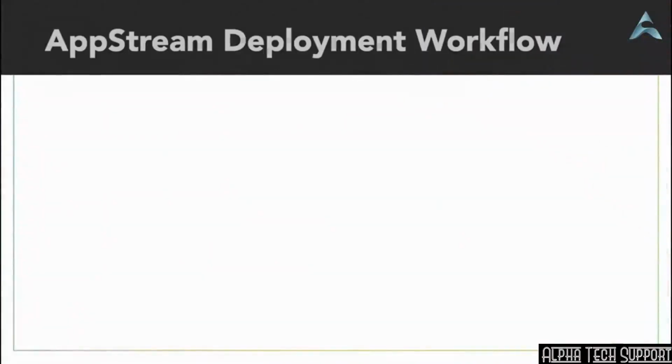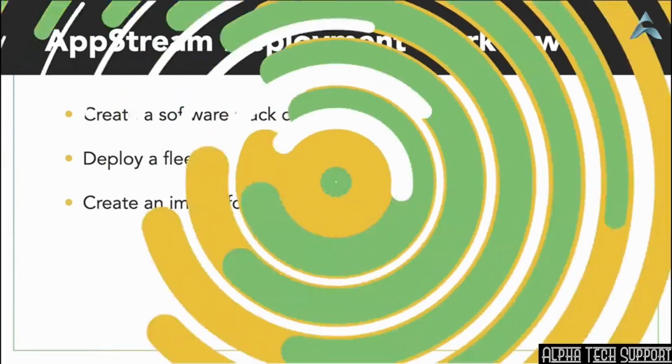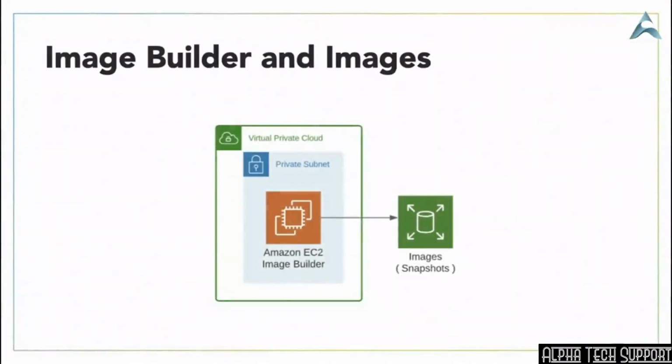So our job is to create a software stack with the applications needed by our audience and deploy a fleet with enough capacity to handle as many concurrent users as we're expecting. We're also going to need our machine image for the fleet, which we can create using an image builder. Behind the scenes, an image builder is nothing more than an EC2 Windows server with a special software that allows you to take snapshots of the machine after you install applications on it. These snapshots, called images, are then used as a reference for your fleets.